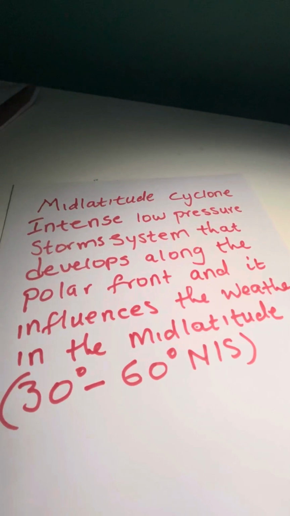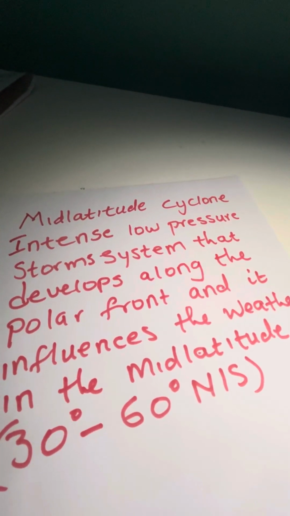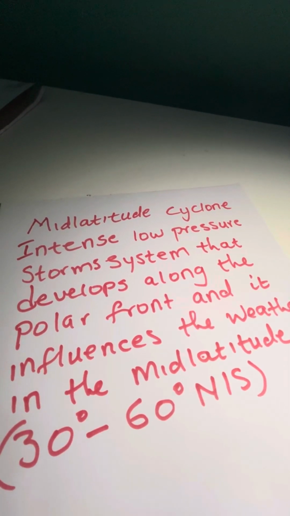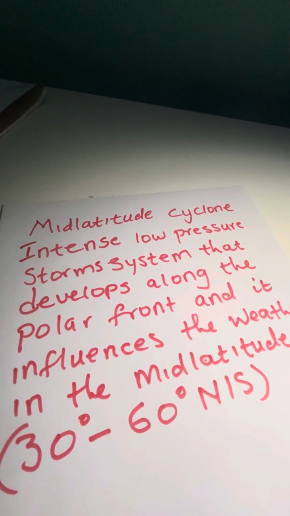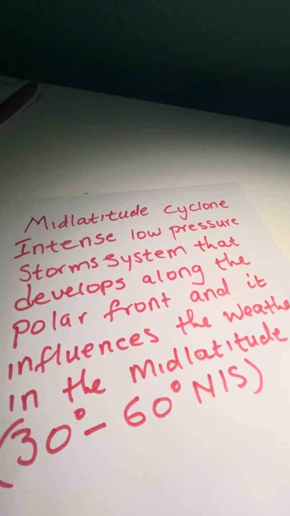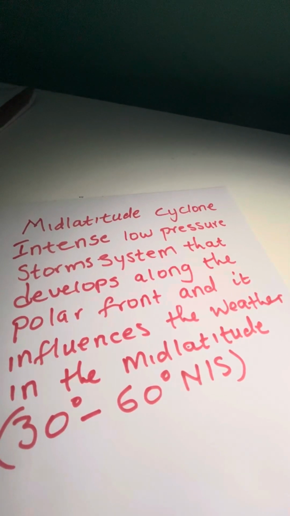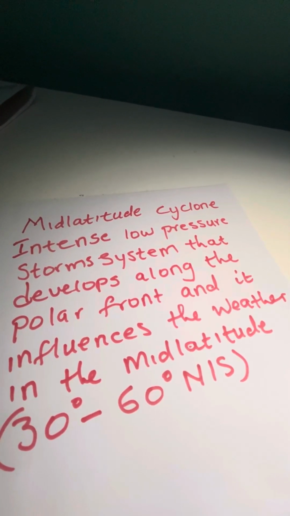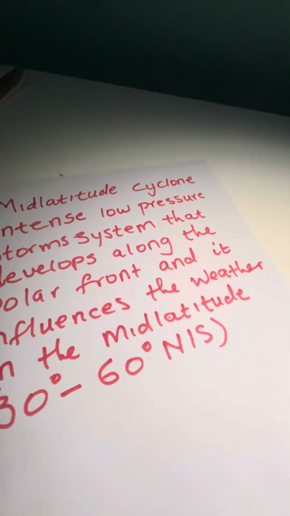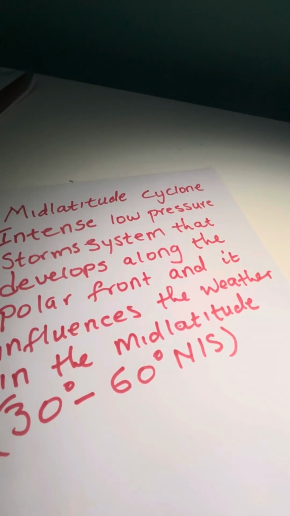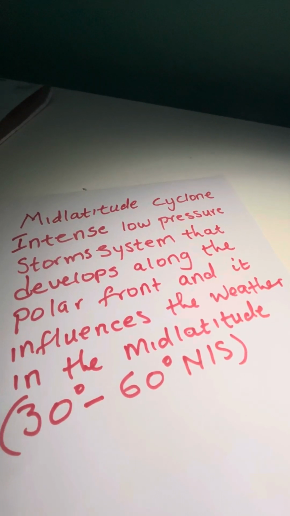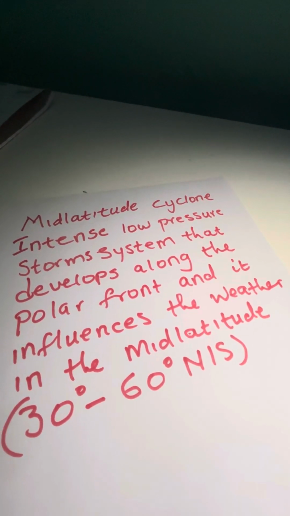A mid-latitude cyclone. Let's look at this definition. A mid-latitude cyclone is defined as an intense low pressure storm system that develops along the polar front, and it influences the weather at mid-latitude, at 30 degrees north and south and 60 degrees north and south. So it is easy to understand this definition.